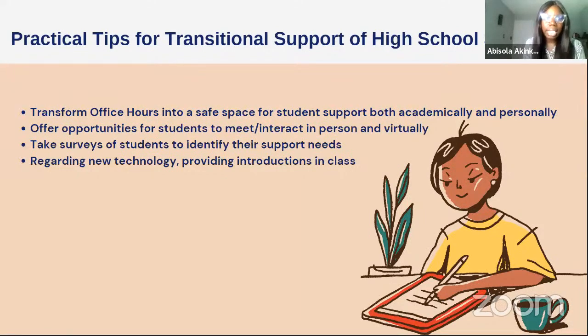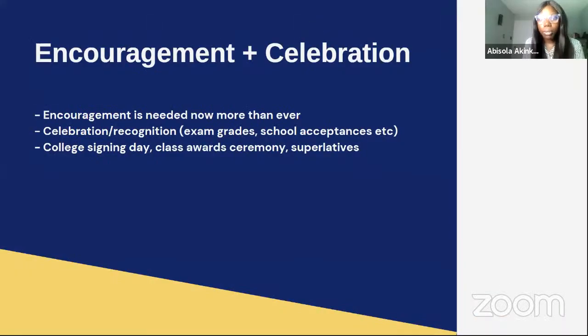And then lastly, like I said before, just regarding new technology, providing instructions in class. So being that teacher of the new things that you're going to introduce into your classroom.